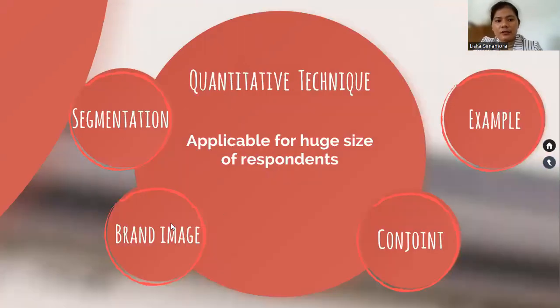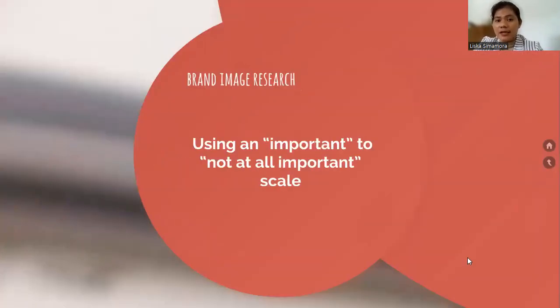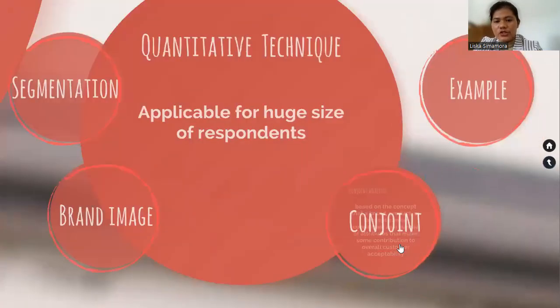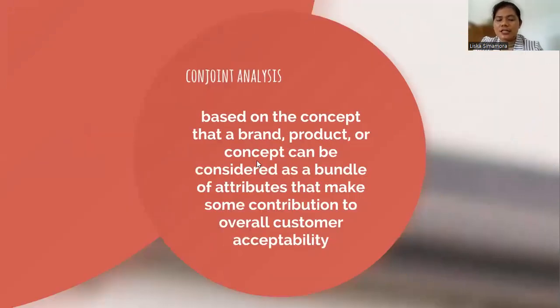And then for the brand, sorry, it comes back to the first one. No, I want to present this. Oh yeah, conjoint. Based on the concept that a brand, product, or concept can be considered as a bundle of attributes that make some contribution to overall customer acceptability. So we also can do conjoint analysis, based on the concept of brand, product, or concept.